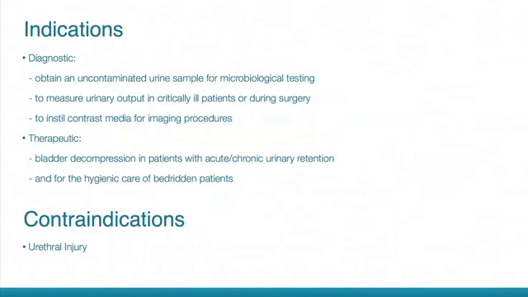Indications for urinary catheterization include diagnostic indications such as obtaining an uncontaminated urine sample for microbiological testing, to measure urinary output in critically ill patients or during surgery, and to instill contrast media for imaging procedures. Therapeutic indications include bladder decompression in patients with acute or chronic urinary retention, and the hygienic care of bedridden patients. The principal contraindication for urinary catheterization is urethral injury as a result of trauma or disease.